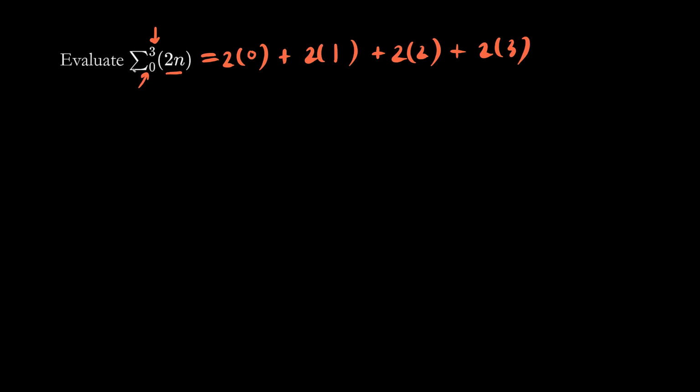So this sigma notation generates a bunch of terms that's being added. It's like a big machine. It's very quick. So this happens to be 0 plus 2 plus 4 plus 6, and these numbers are quite small. We have the answer 12. So this notation evaluates to be 12.